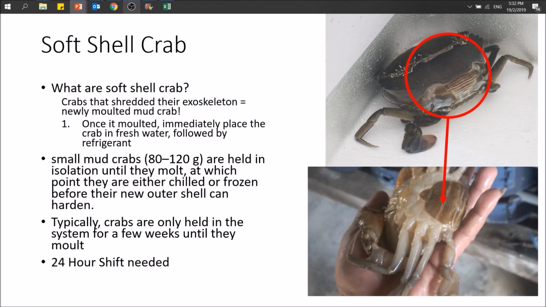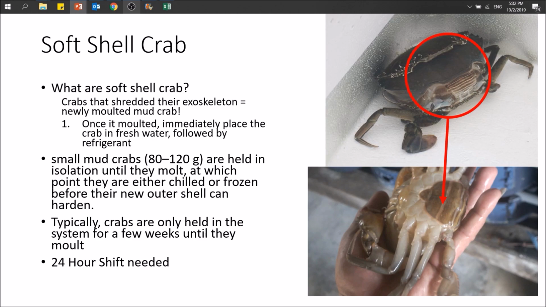The 4th kind of production method is soft-shell crab production. As mentioned earlier on, soft-shell crabs are simply crabs that have molted and you then harvest them. So what do you do in this mode of production? Essentially, you stock your system with smaller mud crabs, from 80 to 120 grams. They are held until they molt, and once they've molted, they are chilled and frozen. Crabs are typically held in these systems for a few weeks, mainly 3 to 4 weeks. After they molt, you just put them in the fridge.